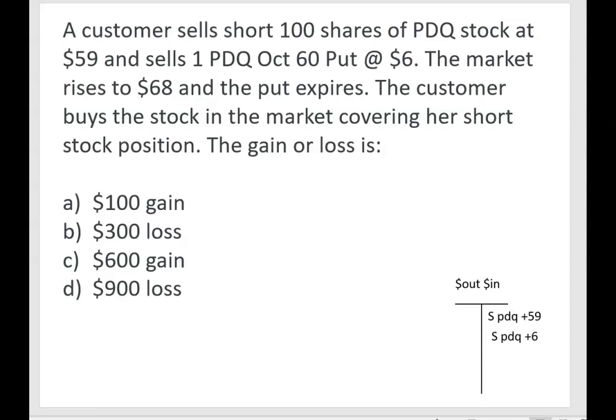Okay, but the market rises to $68 and the put expires. So this goes away. And the customer buys the stock at market, covering her short position. So now we're going to buy PDQ stock at the price of $68. So it looks like a total of 65 came in and a total of 68 went out. And that makes it a $300 loss.